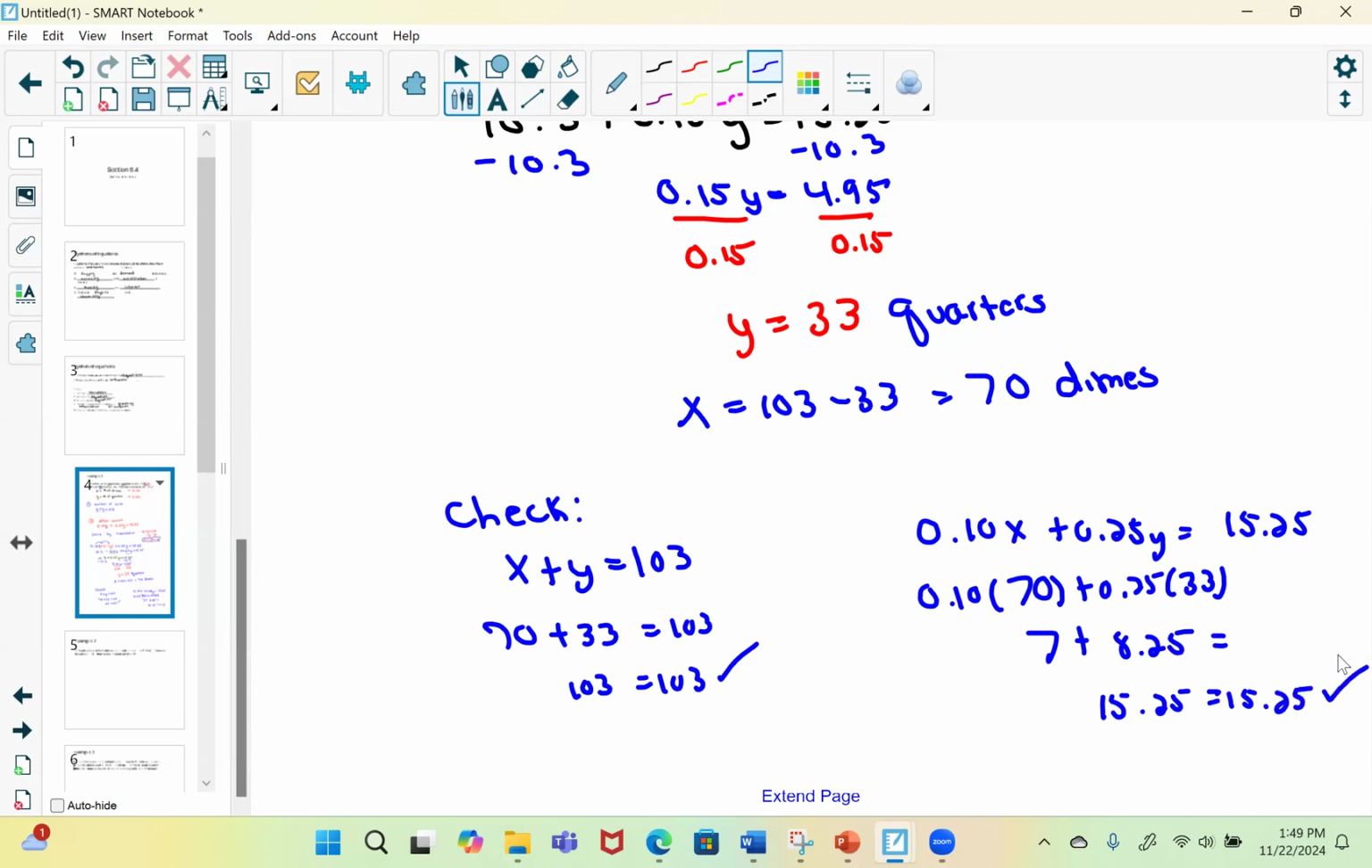Okay, so that's an example of how to solve systems of equations using the applications. And so the biggest thing is you will have to write your own equations.